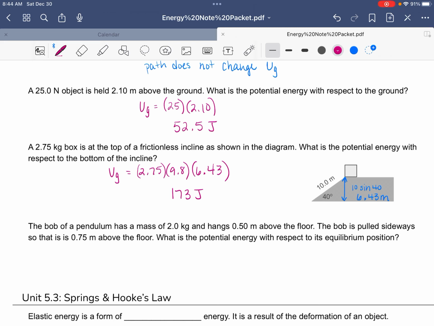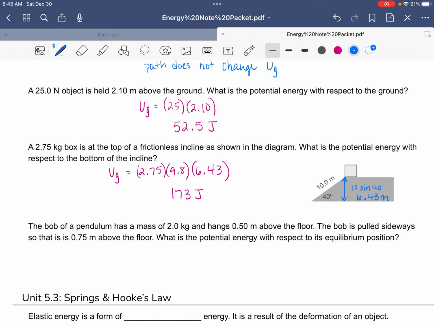All right, for the last one, the bob of a pendulum has a mass of 2 kilograms and hangs 5 meters above the floor. The bob is pulled sideways so that it is 0.75 meters above the floor. What's the potential energy with respect to its equilibrium position? They did tell us the mass, in kilograms. They told us 2 different heights. The key thing here is this final question: they want the potential energy with respect to the equilibrium position. So its equilibrium position would be when it is hanging above the floor.